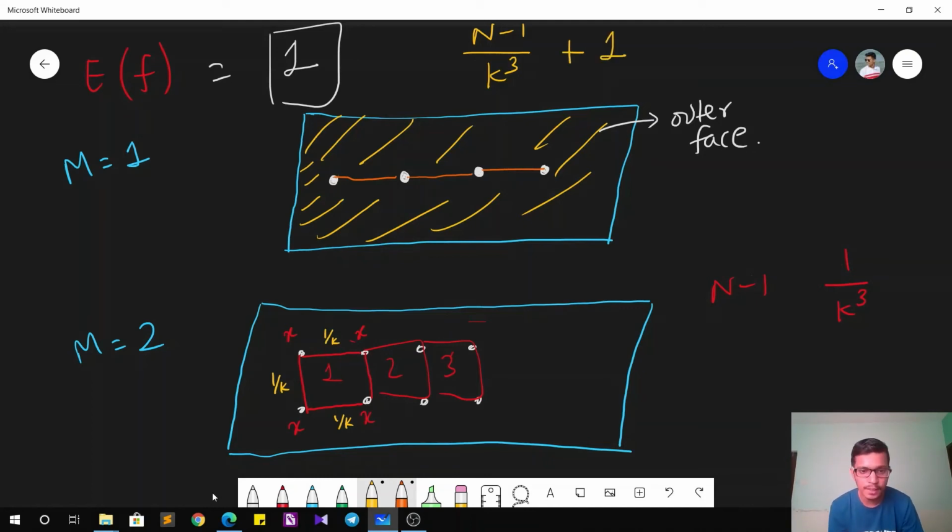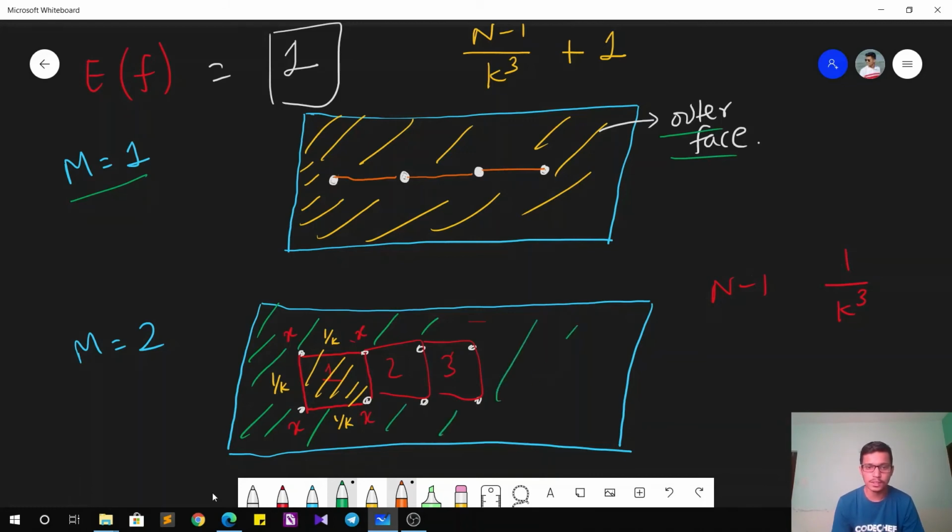Why plus 1? Because there's this outer face which we are forgetting. Right now we were only focusing on these faces, right? These faces formed by the edges, but there is always an outer face, which we also saw in the m is equal to 1 case, right? So this outer face is also counted, and hence the expected value of the number of faces is n minus 1 divided by k cube plus 1 in case of m is equal to 2. Otherwise, for m is equal to 1, the value is 1.